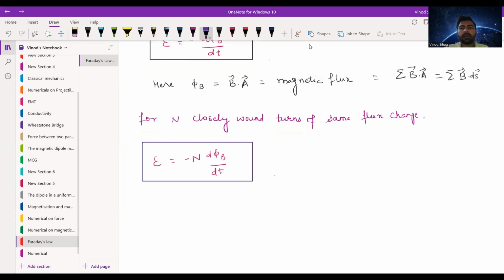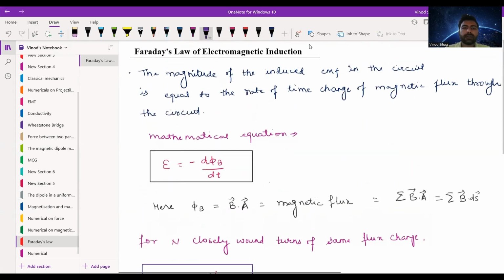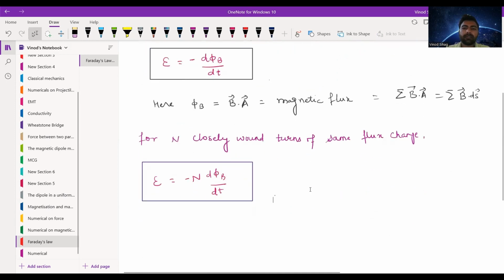If someone asks how we can increase or decrease the induced EMF, we know that the magnetic flux depends on the magnetic field and the area of the coil. If we change the flux, then the induced EMF will also change accordingly. And if we have closely wound turns, then if we increase the number of turns, the induced EMF will also increase. So there are many ways to increase or decrease the induced EMF.